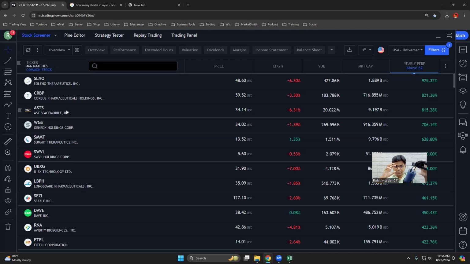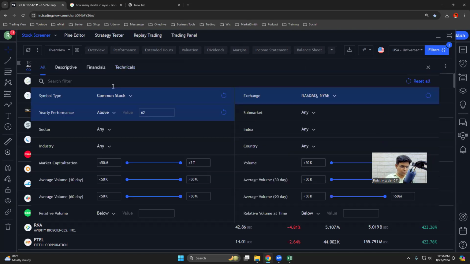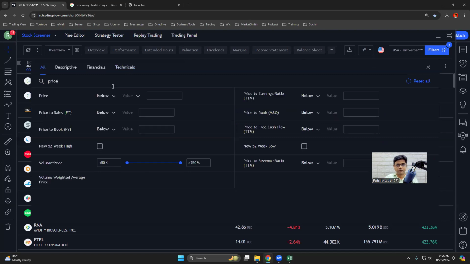Now this list we will shrink further because we want to add the filter of price. So I will write price here. Price is above 10.